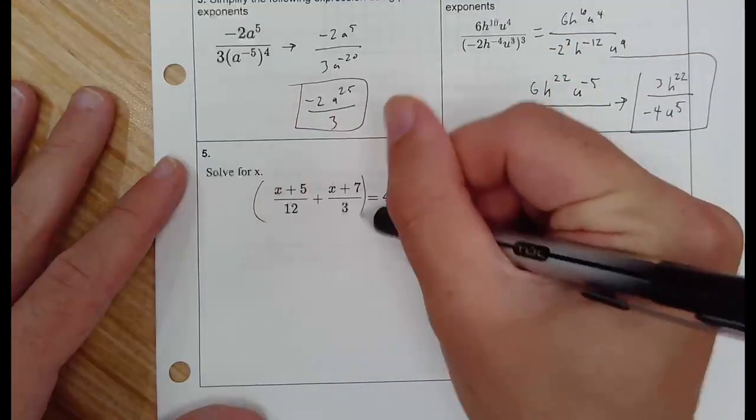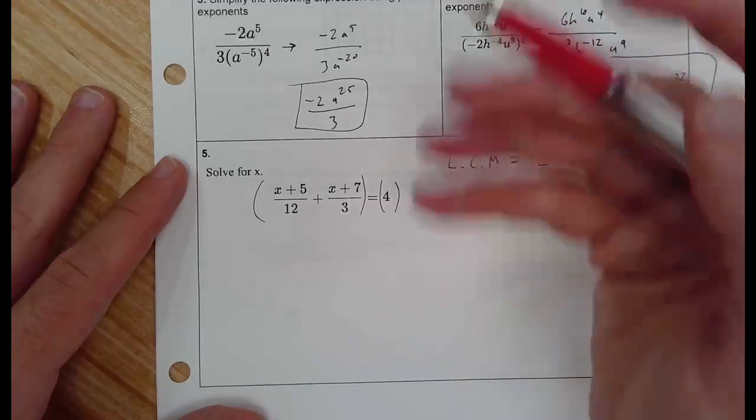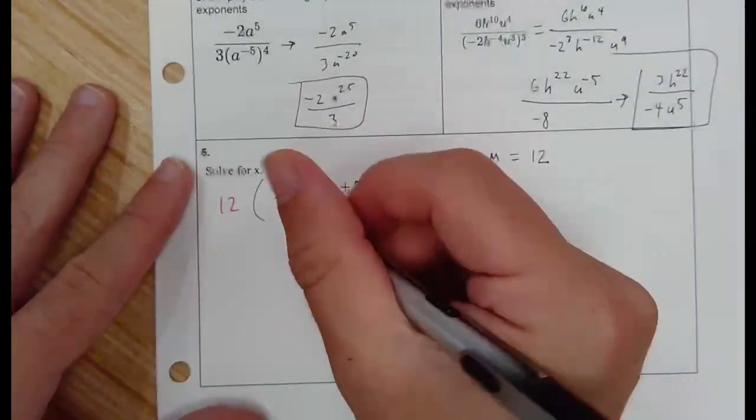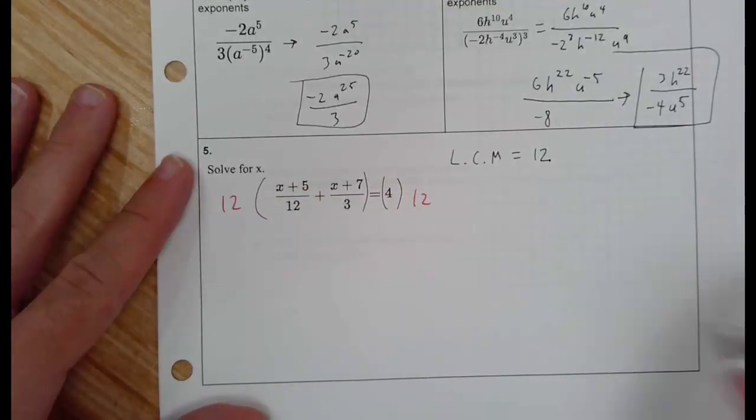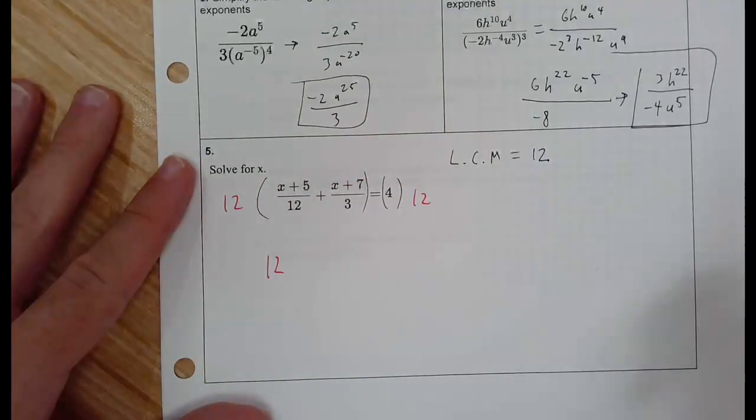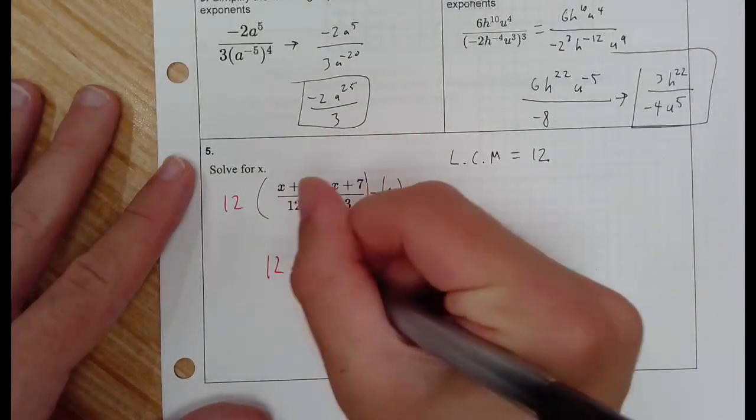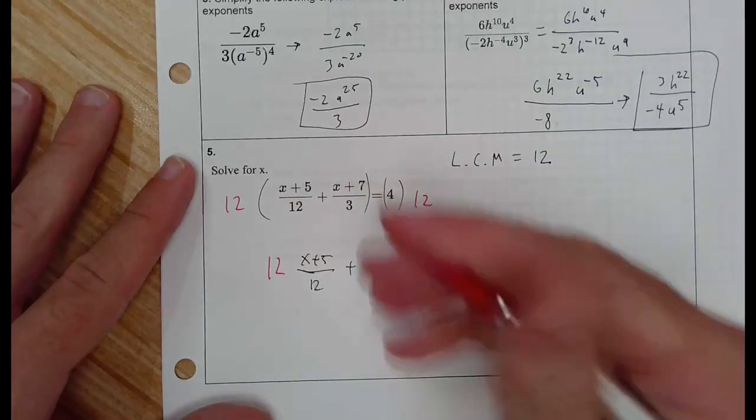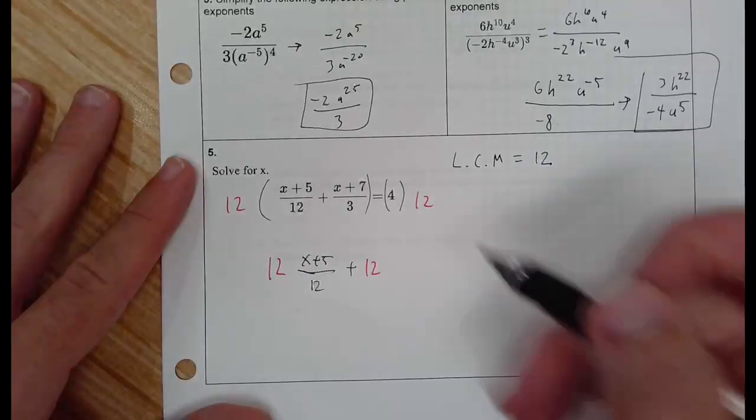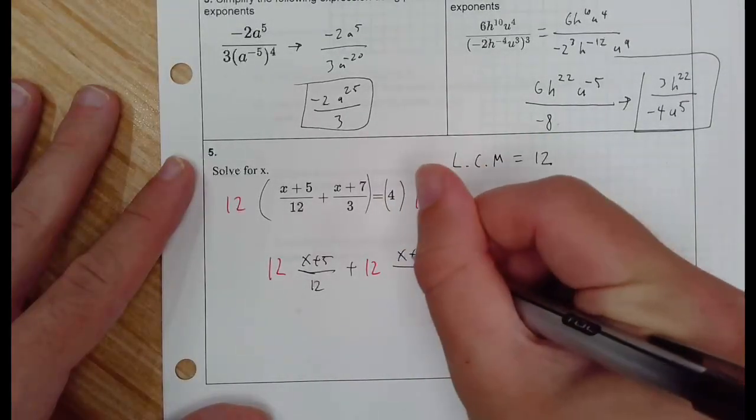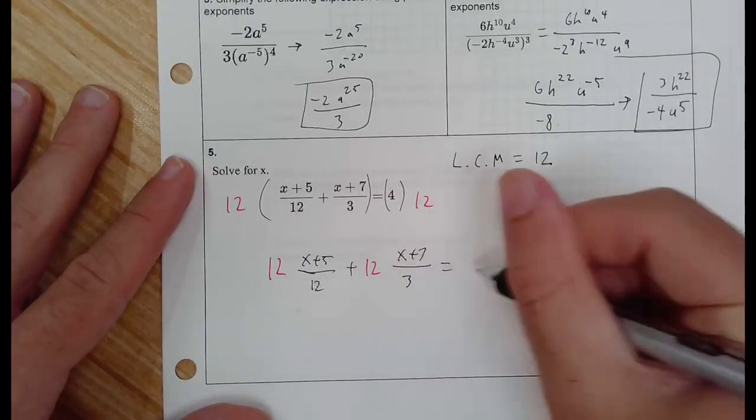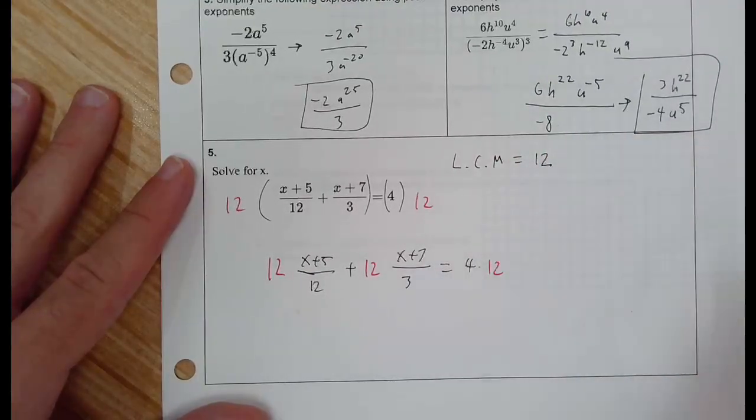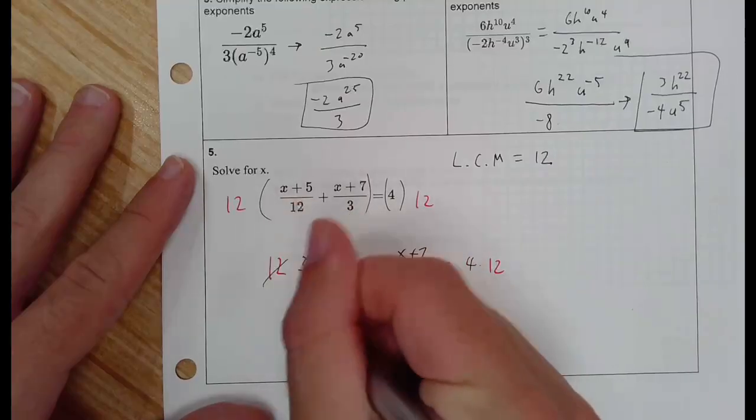What we do is we multiply the entire left side and the entire right side by 12, okay? And we just multiply it straight through. So, you know what, I'm going to take my time, I'm going to write it clean. So we have 12 times (x plus 5) over 12, plus another 12, right, we're distributing that, 12 times (x plus 7) over 3 equals 4 times 12. Okay, so what happens here? Well, these cancel, which leaves x plus 5.